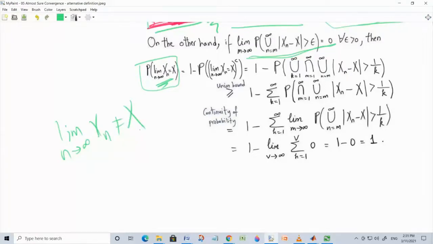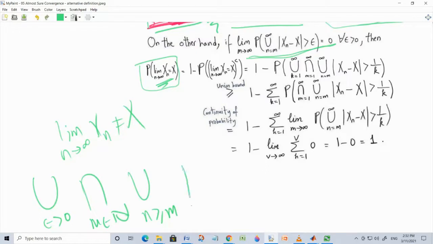What does it mean that a sequence is not converging to a particular limit? It means that there exists some epsilon such that for every m that is a natural number, there exists an n that is greater than or equal to m, and what happens at this n? The distance between xn and x exceeds epsilon. This is the meaning of non-convergence.